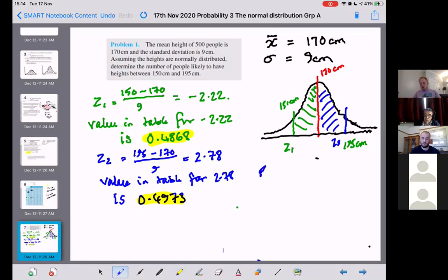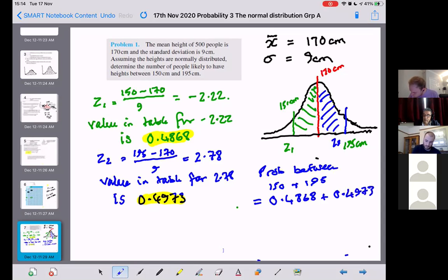So we can write down here: probability between 150 and 195 equals 0.4868 plus 0.4973 equals 0.9841.